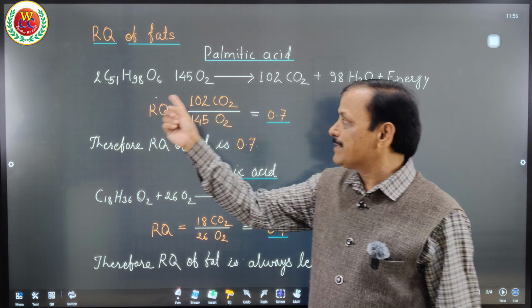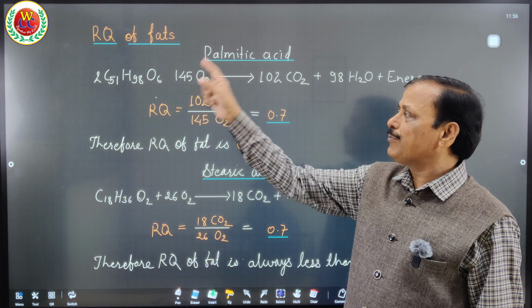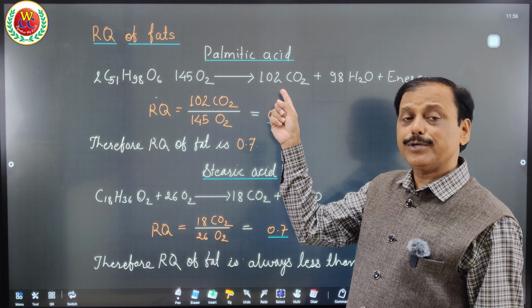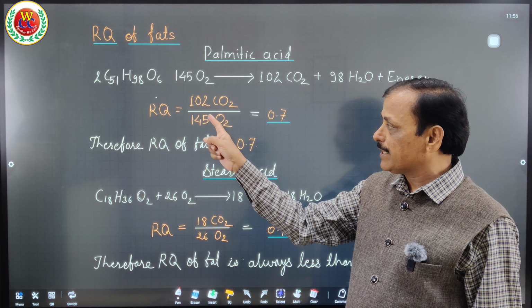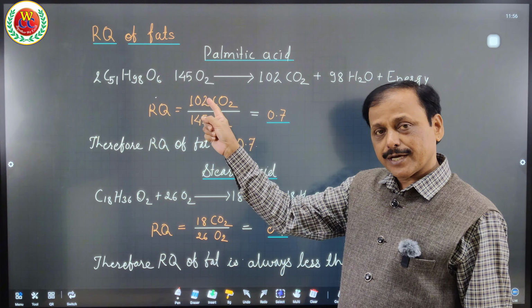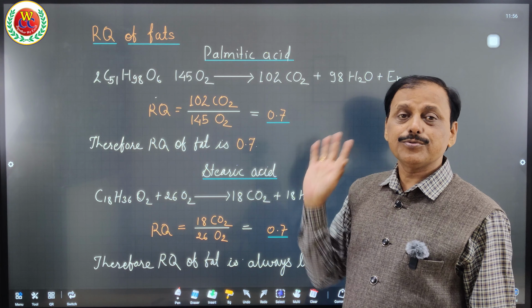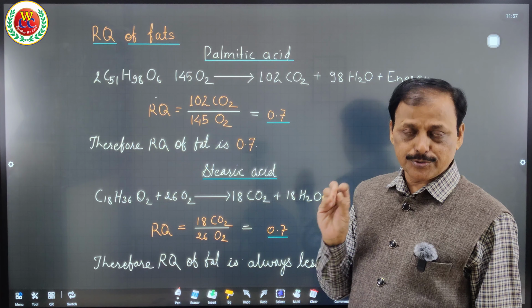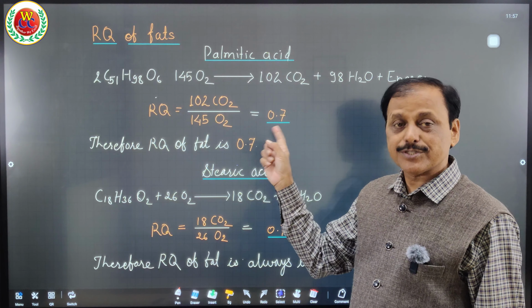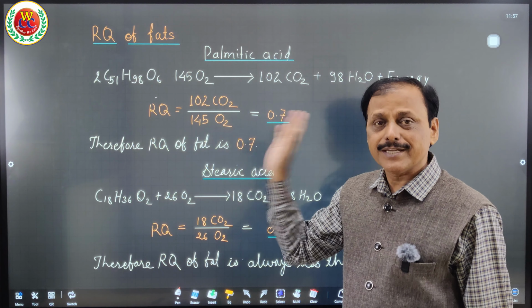But as a part of the syllabus, if 145 molecules of oxygen are required and only 102 carbon dioxide molecules are released, then in the formula, carbon dioxide to oxygen is 102 upon 145, which is 0.7, that is less than 1. So the respiratory quotient of fat is always less than 1.